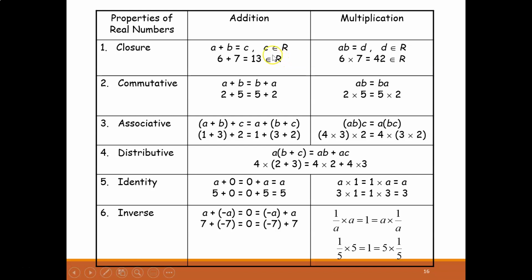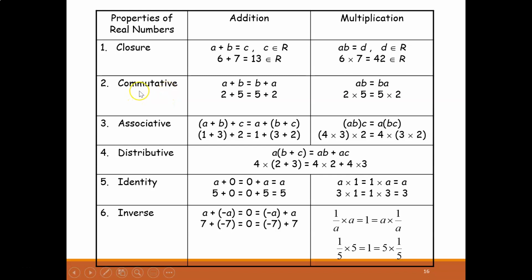Okay. Then for multiplication, you have this kind, you multiply A and B, you will get D. So for example, you multiply 6 times 7, you get 42. Still, it is a subset of R. Okay, it is an element of R. This symbol means element. Element kepada R ataupun subset kepada R jugalah.